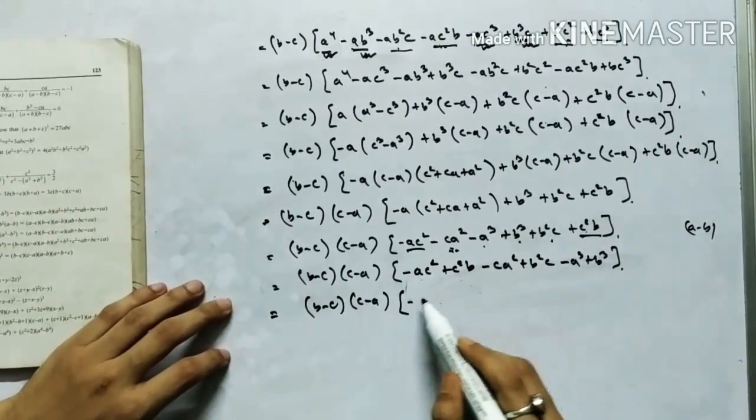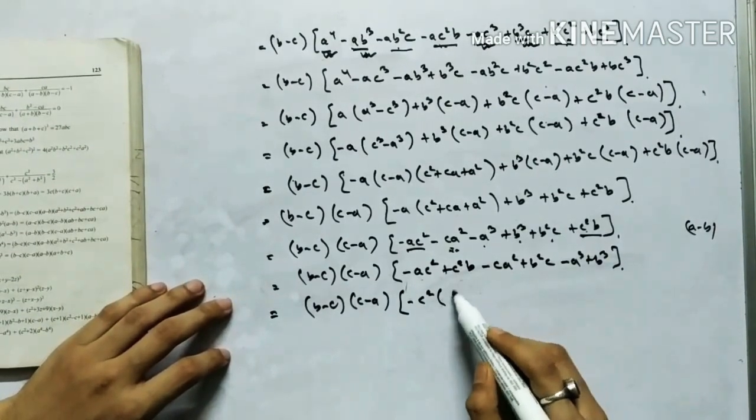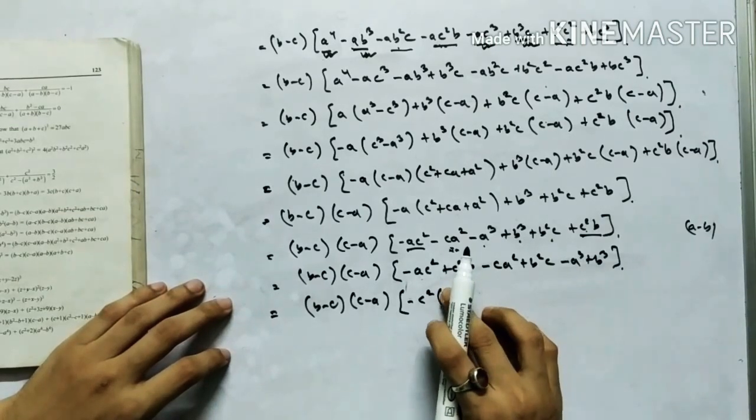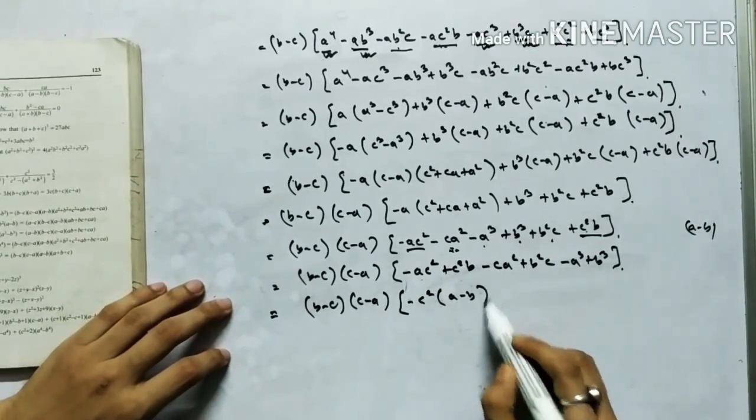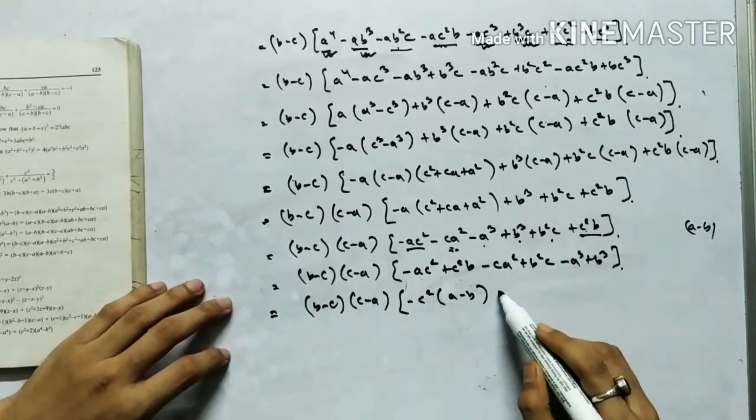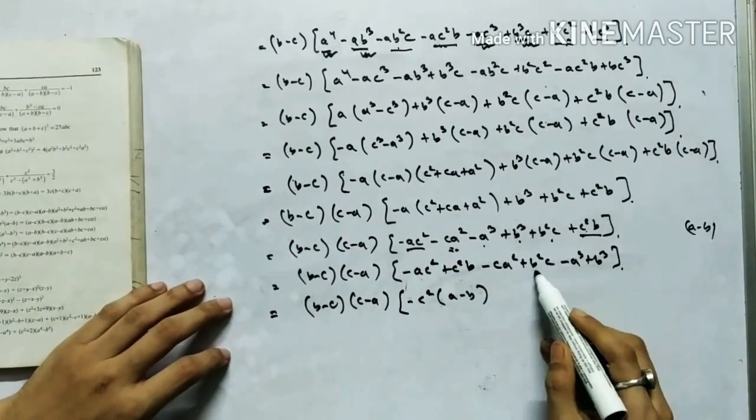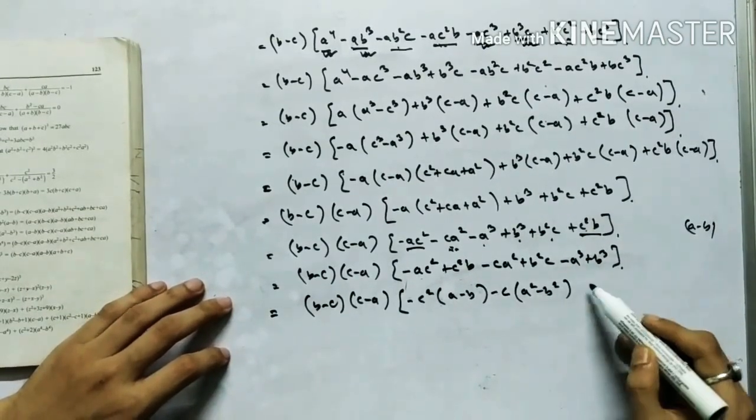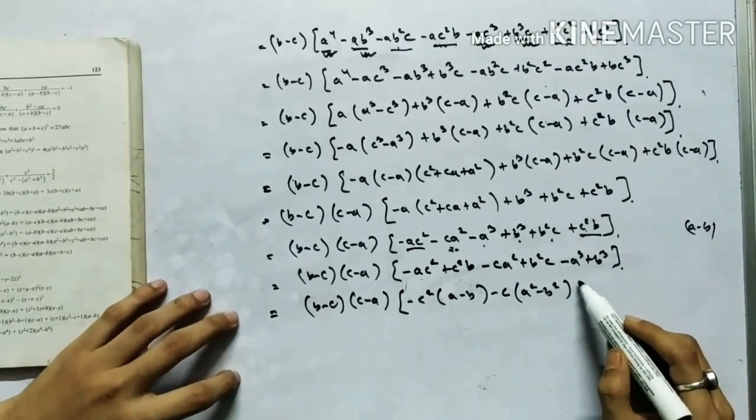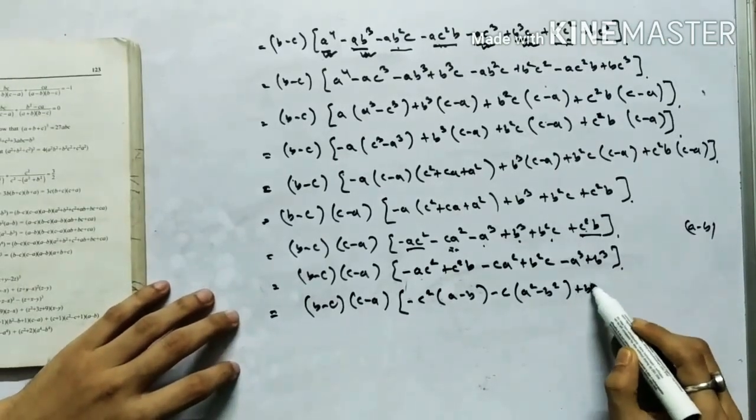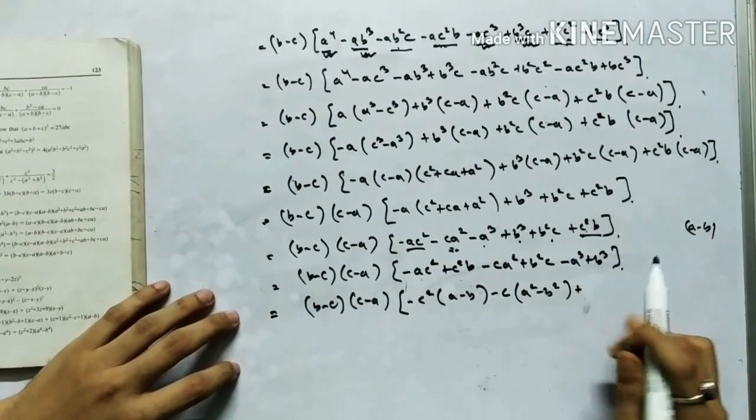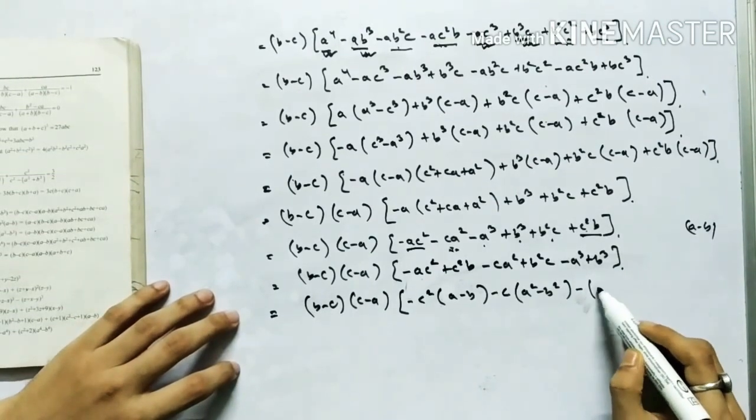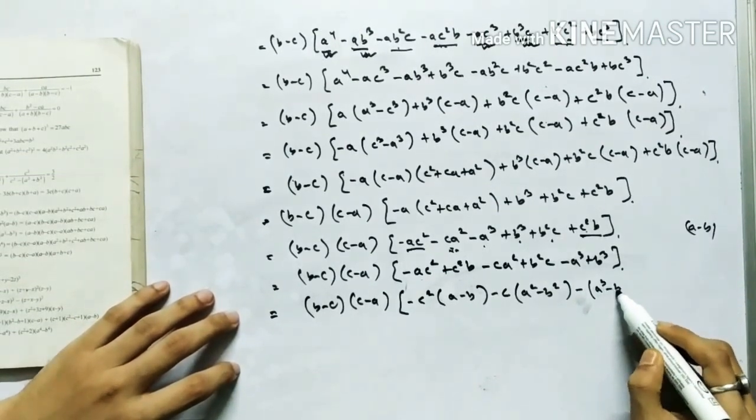From here, if I take minus c square common, I will get b minus c square, and if I take a minus b, and from here again, if I take minus c common, I will get a square minus b square, and next this one I can write plus. From here again minus common, then I will get a cube minus b cube.